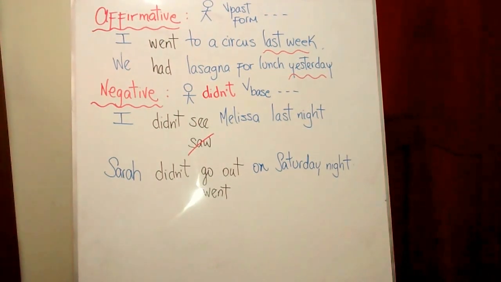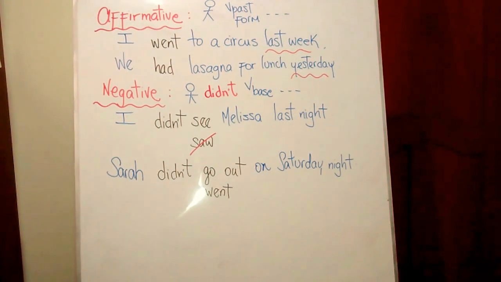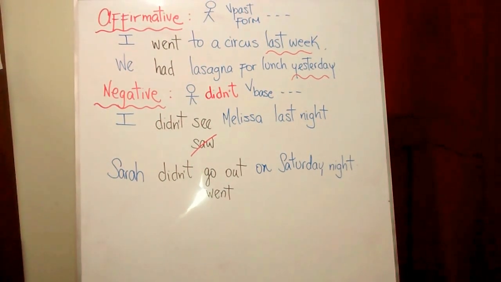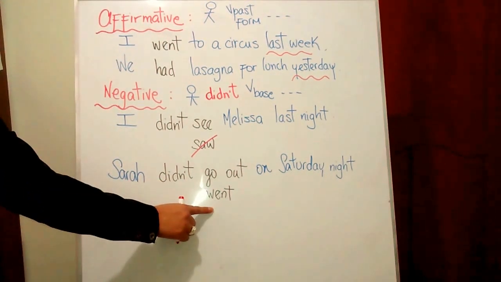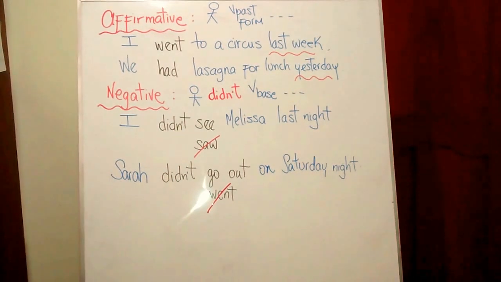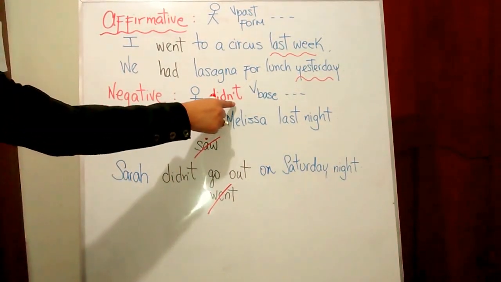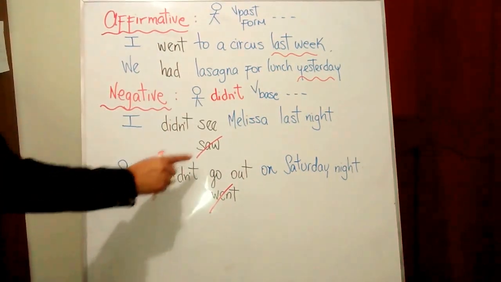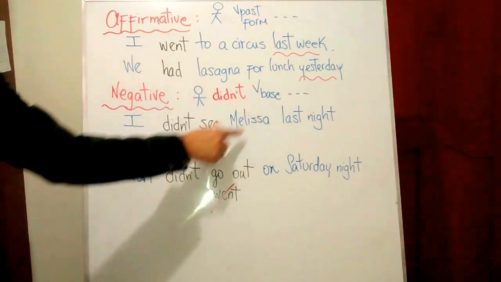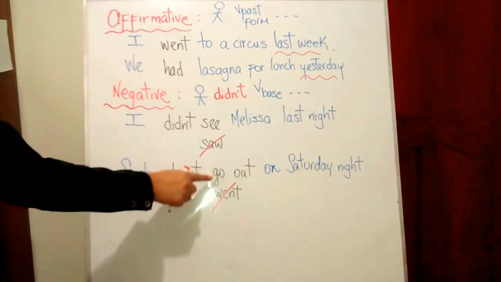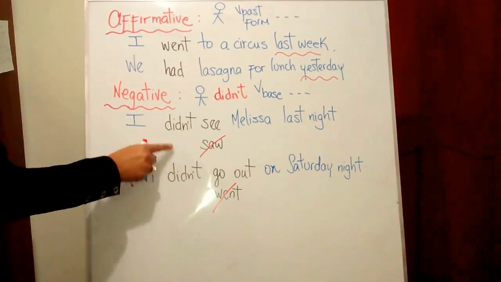Next example. Sarah didn't go out on Saturday night. No, Sarah didn't went. As you can see, we have the subject, the auxiliary didn't, and the verb is always in the base form. In the base form. Never in the past form. In the negative statements.